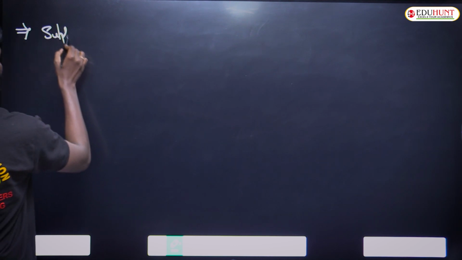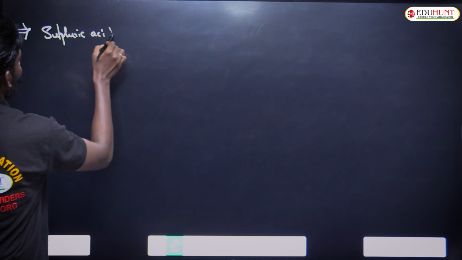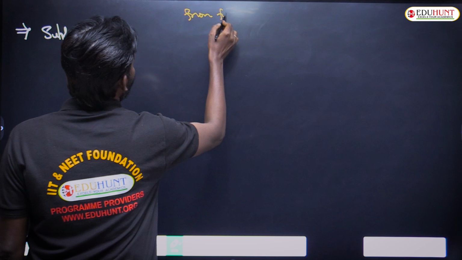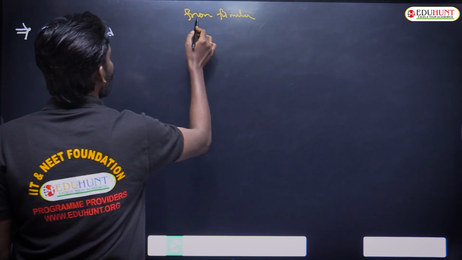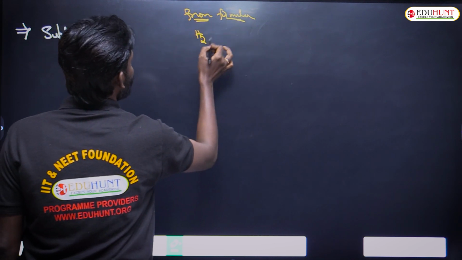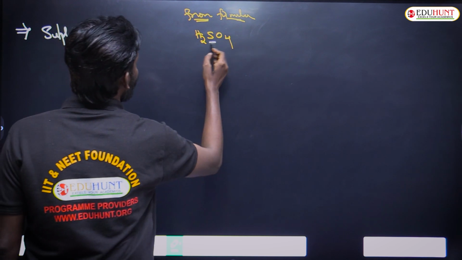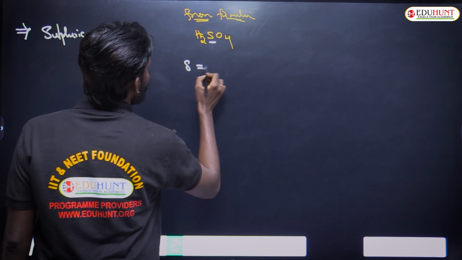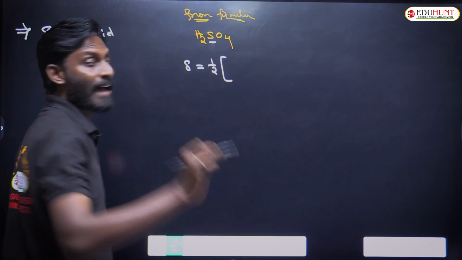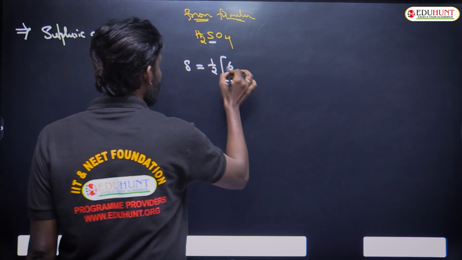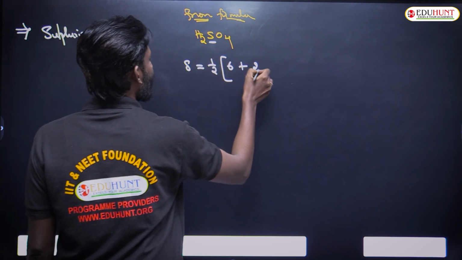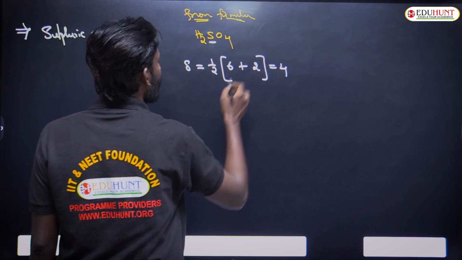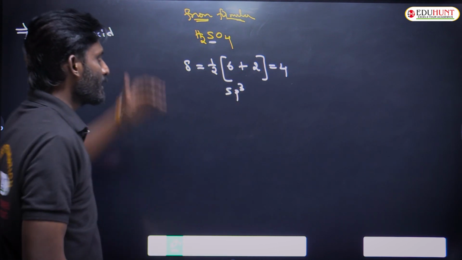See, suppose sulfuric acid. Now from the formula, what is the formula? H2SO4. Sulfur is the central atom. So S value is equal to 1/2 times the valence electrons in sulfur, which is 6, plus the number of monovalent atoms, 2. Don't bother about divalent atoms. 6 plus 2, 8. 8/2, 4. So hybridization is sp3.